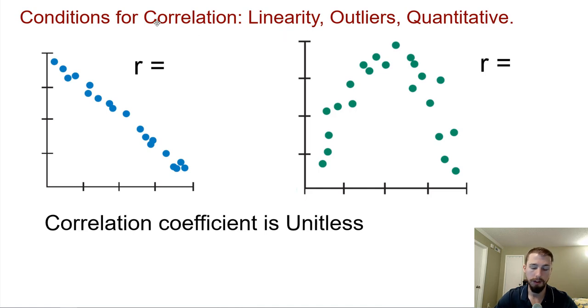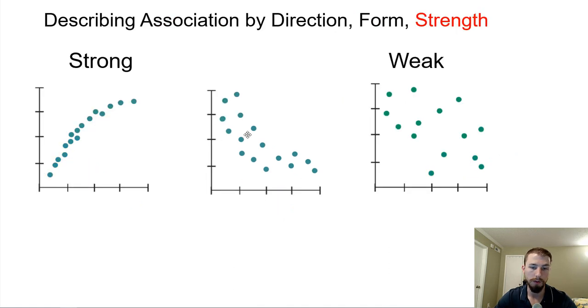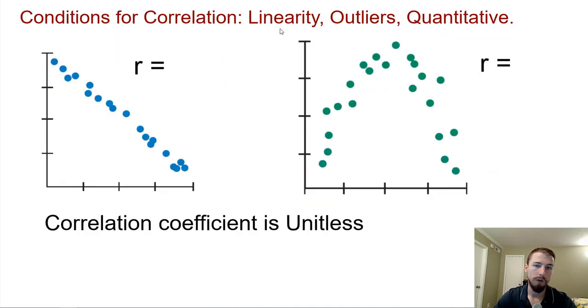Oh, by the way, the word association is used for all types, including curved graphs. But when it's a linear association, then we use the word correlation. Correlation is just a special kind of association when it's linear. And the correlation coefficient is a special number or coefficient that we use for linear associations. All right, so it has to be linear.